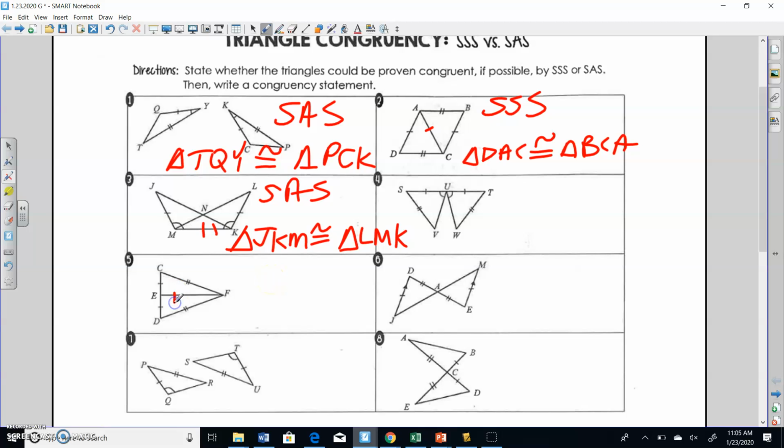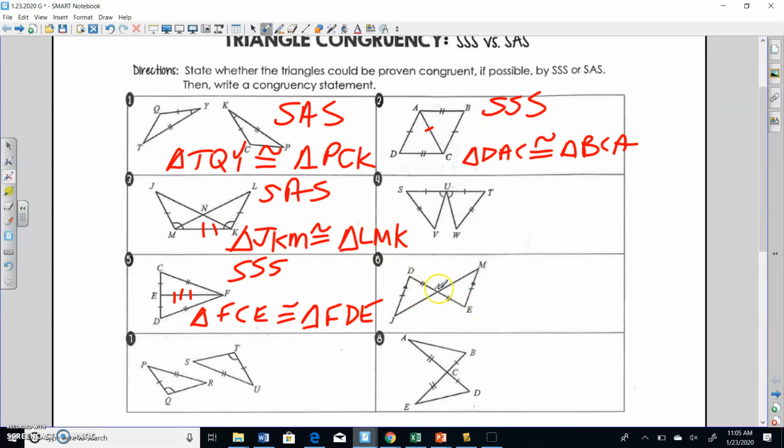On 5, they share that side. So Hadley, what are we going to say on this one? Where's the angle? There we go, 3 sides. We don't have any information about angles, so side, side, side. Triangle FCE would be congruent to triangle FDE. Or you could have those arranged differently, but they have to match up spot-wise.